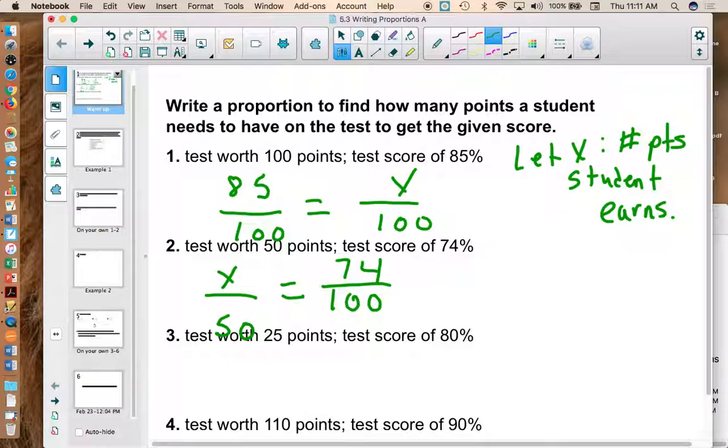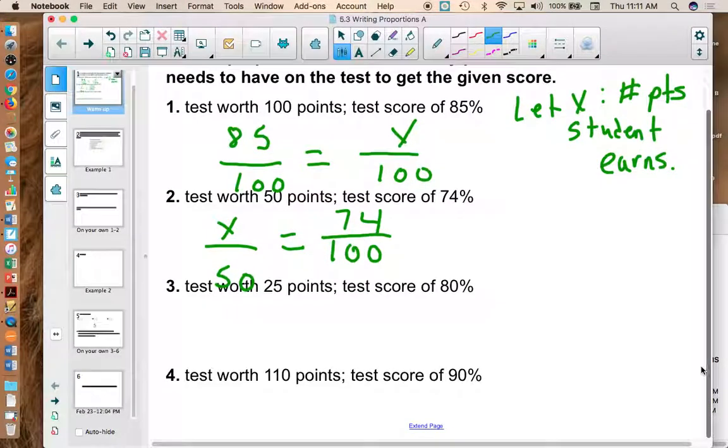You do number 3 on your own. Everybody is writing number 3 on their own. Because I want to know that you can write it. Because on your homework, you're going to have to be able to write it.